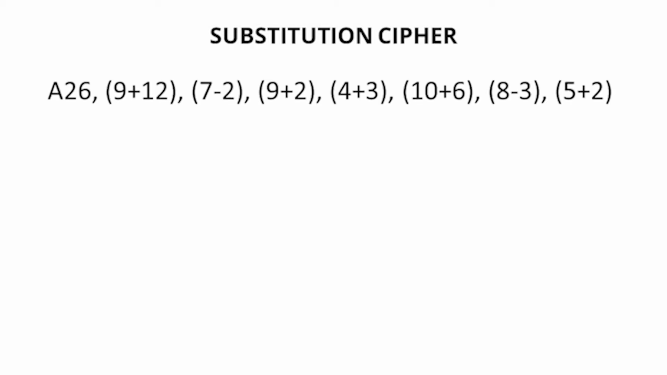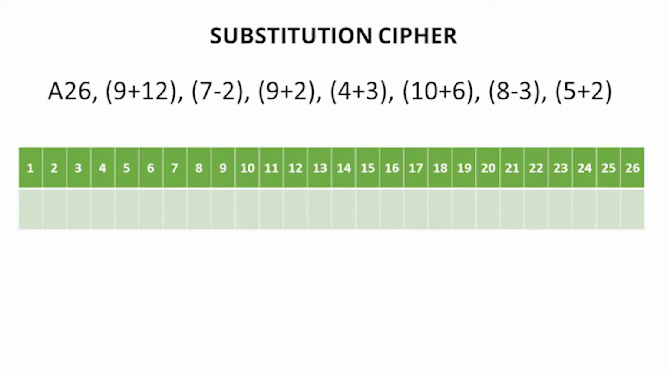Let's take a look at our first clue, A equals 26, and some math problems, which, once solved, will give us some numbers. This means that Dan is substituting numbers for letters. To start out, we're going to need to draw a number line to help us figure out which number goes with which letter. There are 26 letters in the alphabet, which means we need to make our number line go from 1 to 26.